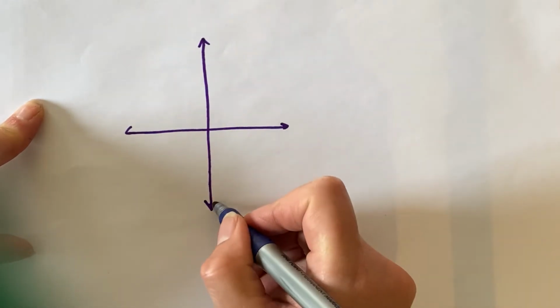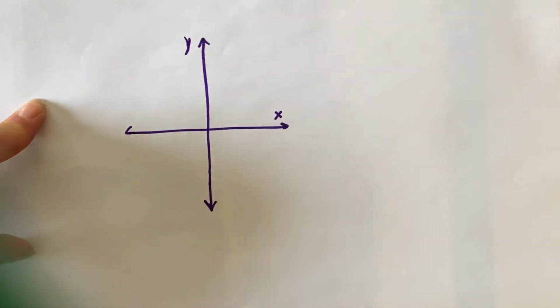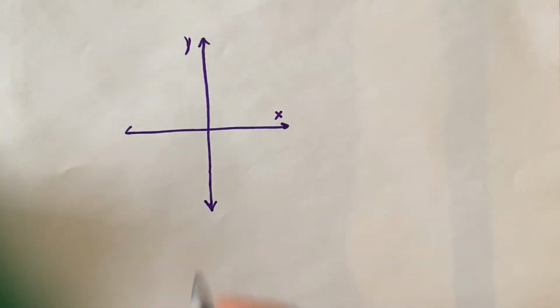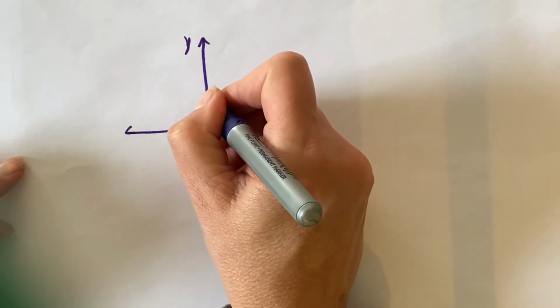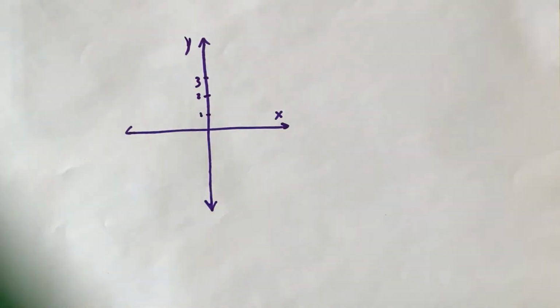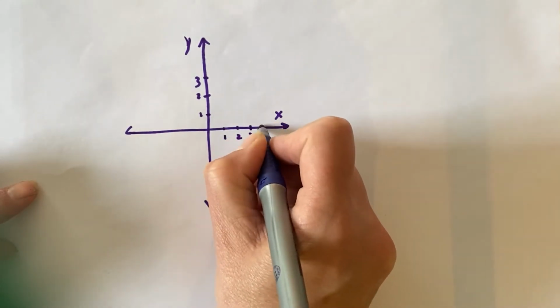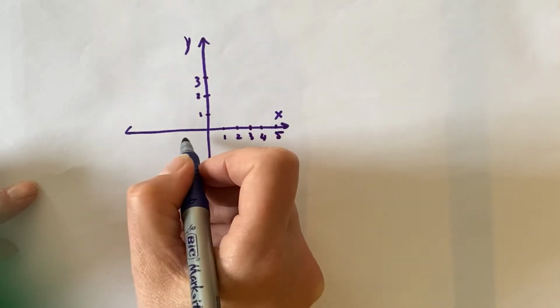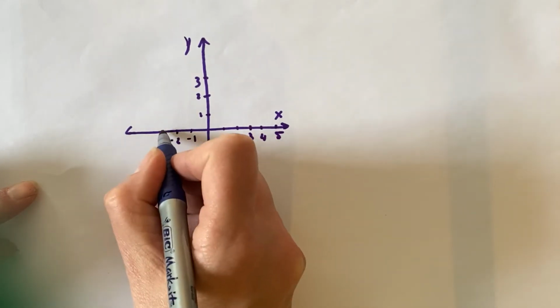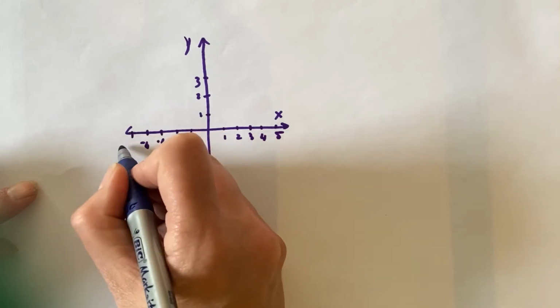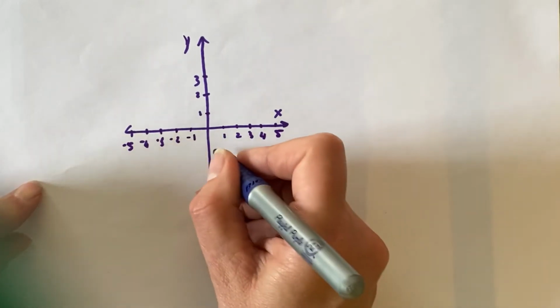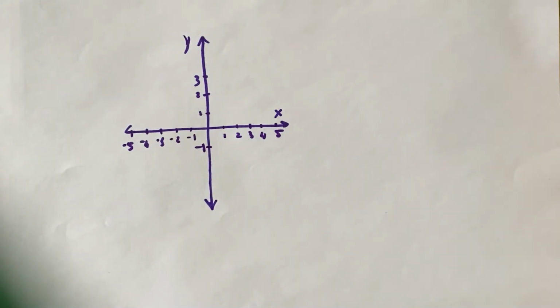On our coordinate system, on the y-axis, I want to go up 3. On the x-axis, I want to go right all the way 5 units at least. So 1, 2, 3, 4, 5, -1, -2, -3, -4, -5. I'm just going to stick a -1 there just to show, but really, truly, this is a positive function.